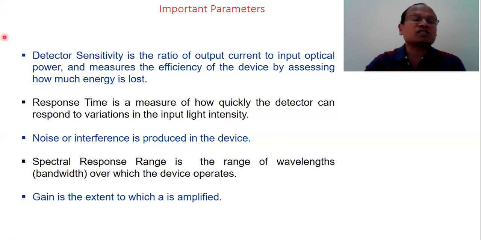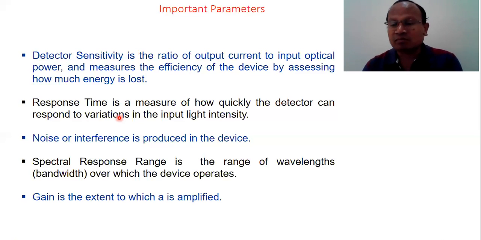Next is response time. It is the measure of how quickly the detector can respond to variations in the input light intensity. Because the input is a light signal, the light received by the optical detector may have varying values of intensity, and if the intensity or the brightness level of the incident light is changing, is there any corresponding change in the electrical output signal?